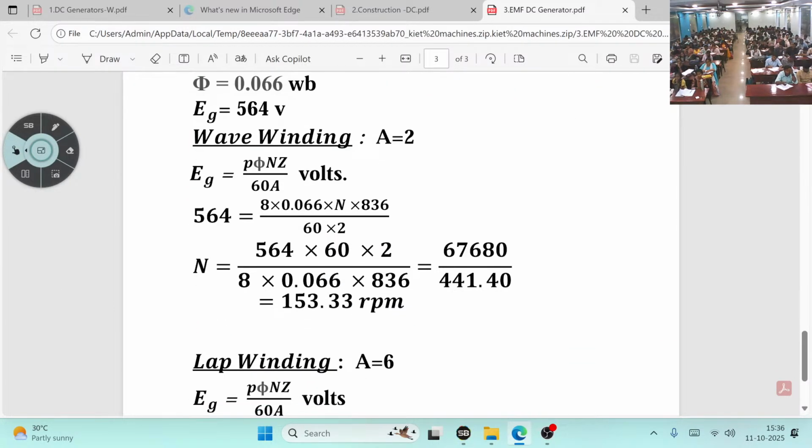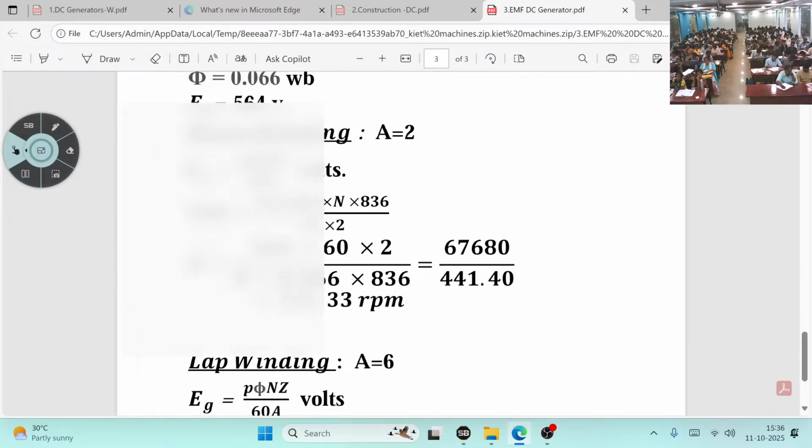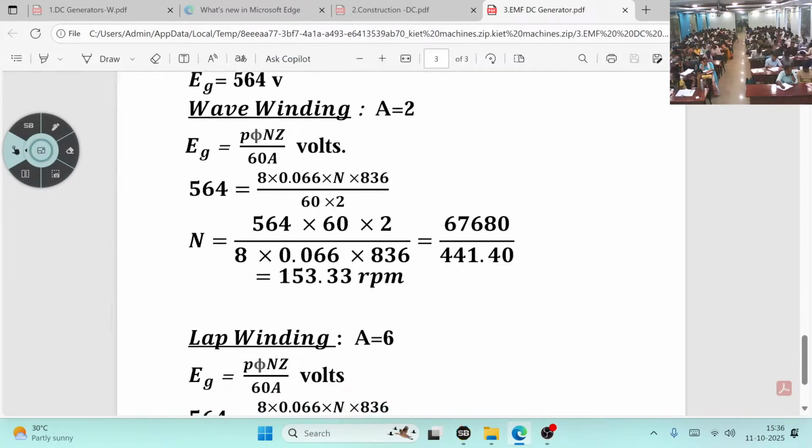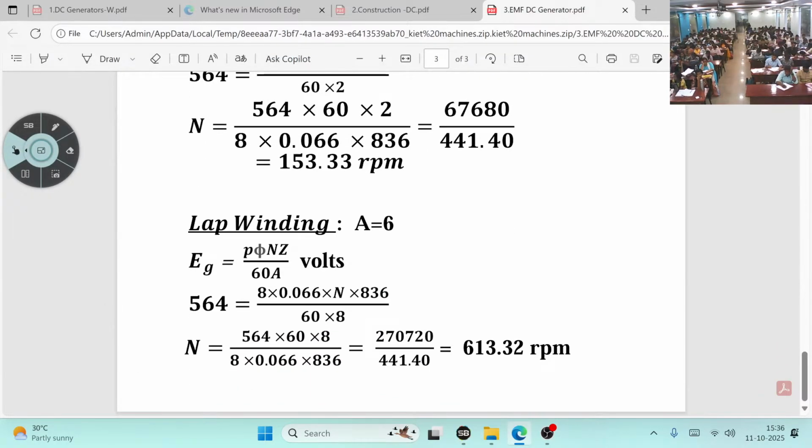This is for wave connected. This is for lab connected. If he is asking lab connected, then you do this one. 613. Okay. Lab connected 613. Wave connected 153.